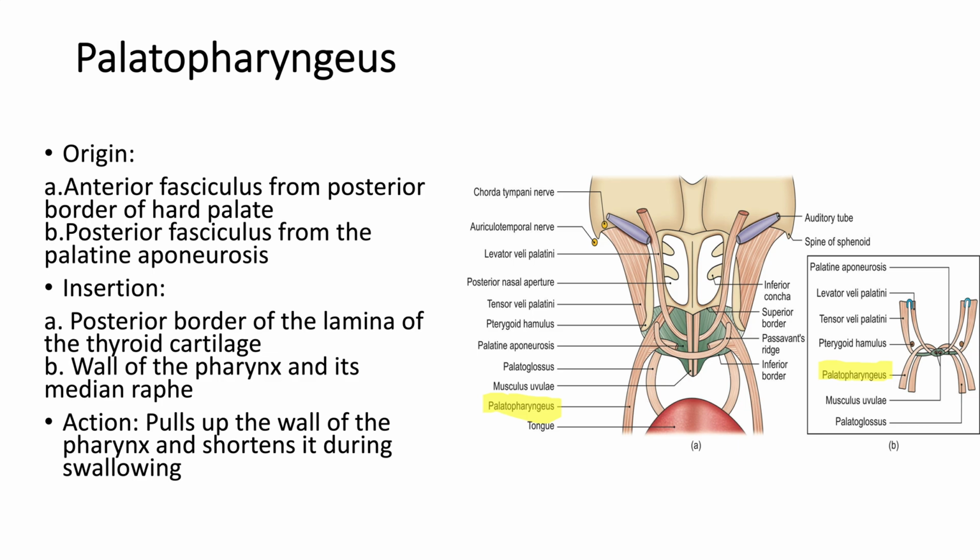Now I will be talking about palatopharyngeus muscle. Similar to palatoglossus, this also starts from palate, goes to pharynx. It has two fasciculi, anterior and posterior. So the anterior fasciculus originates from posterior border of the hard palate and posterior fasciculus from palatine aponeurosis. It inserts in the posterior border of the lamina of the thyroid cartilage and wall of pharynx. Its action is to pull up the wall of the pharynx and shorten it during swallowing.